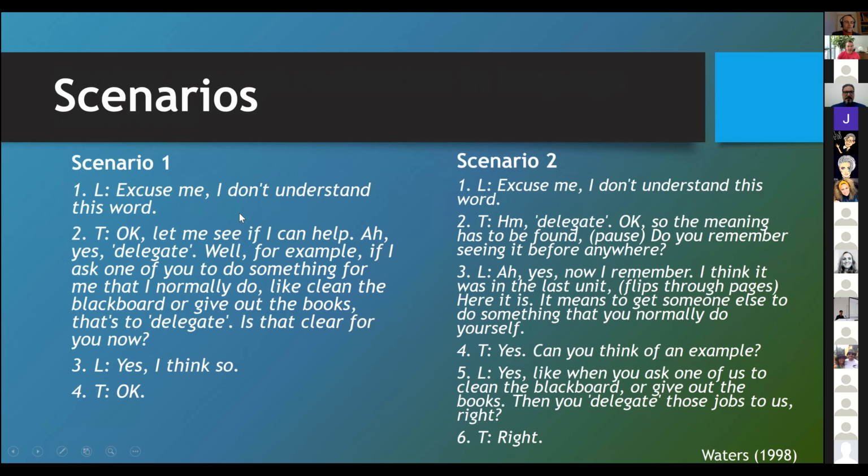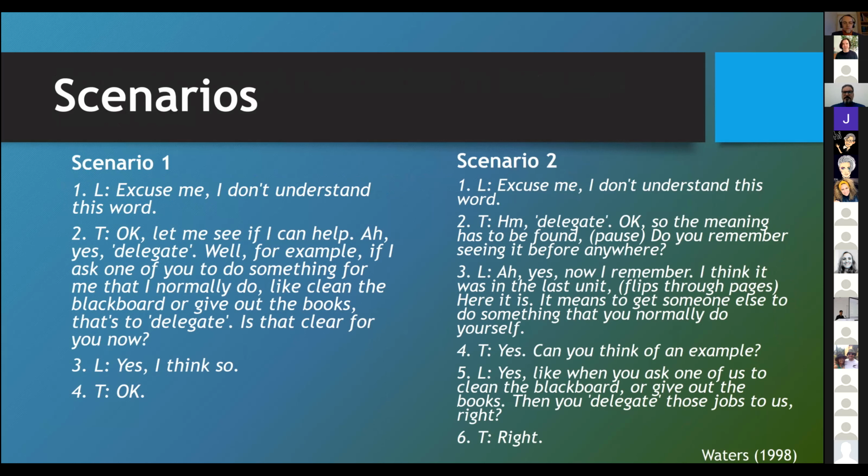Scenario one, it's by Waters, 1998, Alan Waters. Excuse me, I didn't understand this word. Okay, let me see if I can help. Yes, delegate. Well, for example, if I ask one of you to do something for me that I normally do, like clean the blackboard or give out the books, that's to delegate. Is that clear for you now? Yes, I think so.